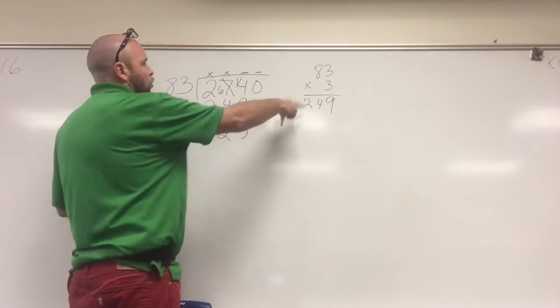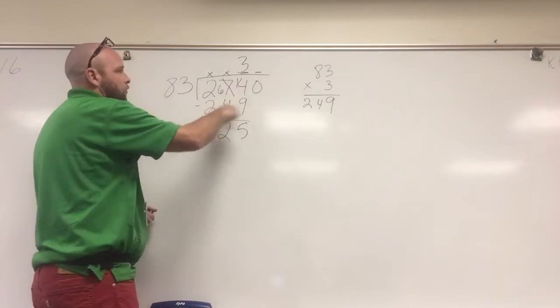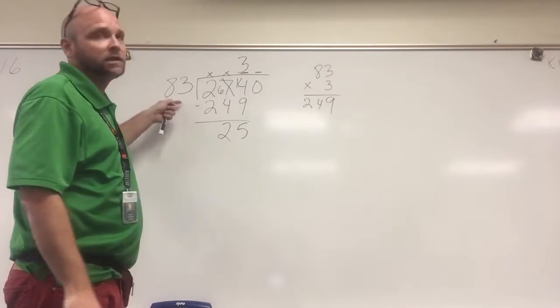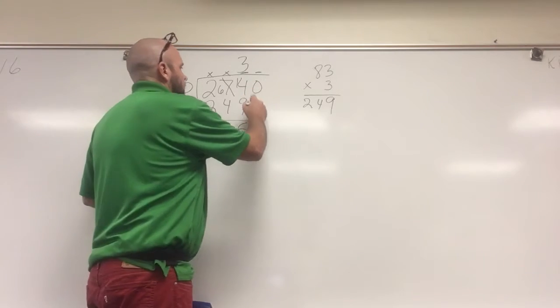Okay, so we said 3 was correct. 3 times 83 we said was 249. We subtracted, we got 25, which is less than 83, so that works. We bring down our zero.